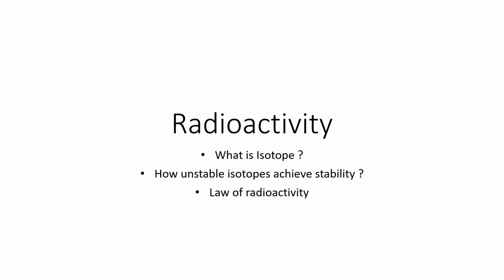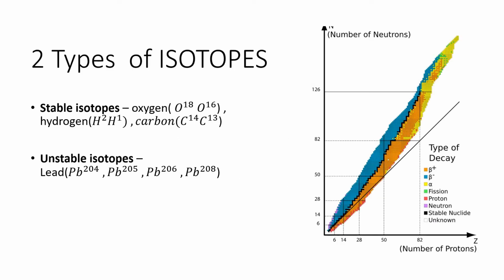So this is going to be the first session on radioactivity, and in this session we'll understand what is isotope, how unstable isotopes achieve stability, and what is the two law of radioactivity. So in the first slide we'll understand what are the two types of isotopes.